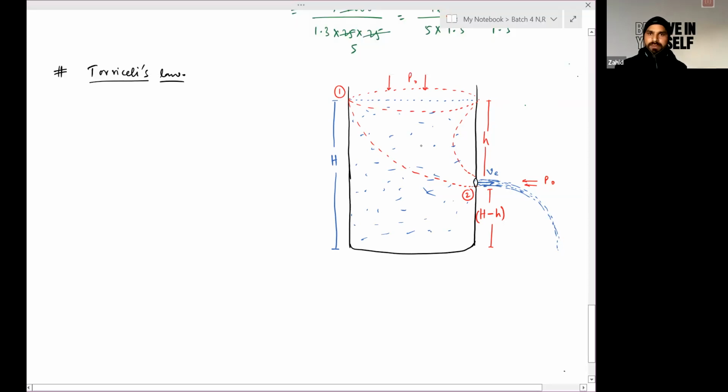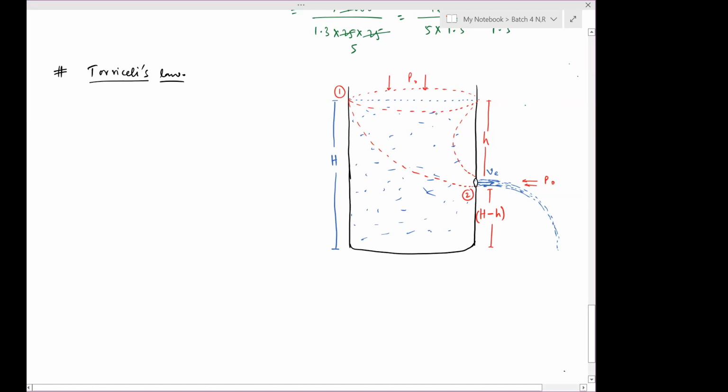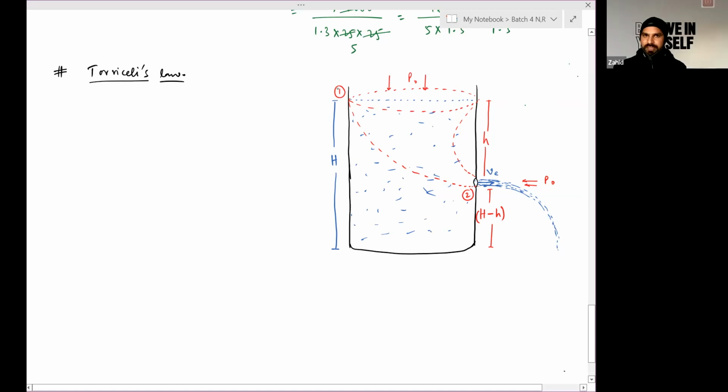Do you have any doubt in this particular diagram? So P naught is atmospheric pressure, right? Yeah. Okay. So at both ends, since the first end is directly exposed to air, there will be atmospheric pressure. And at this second end, at the hole, it is also directly exposed to air, so there will be atmospheric pressure.